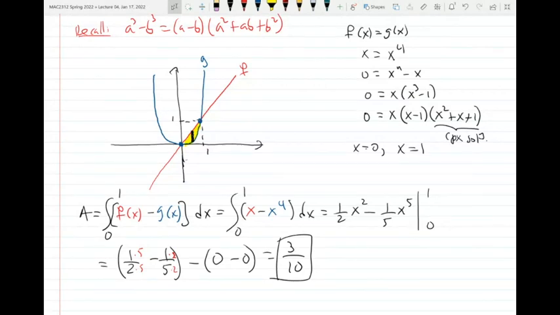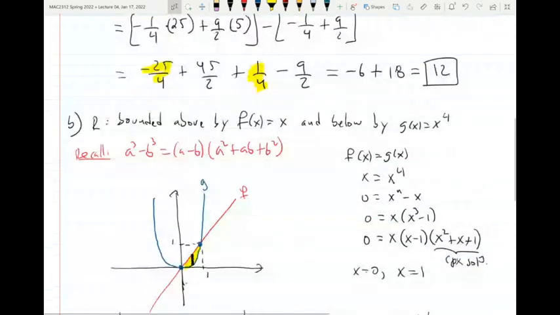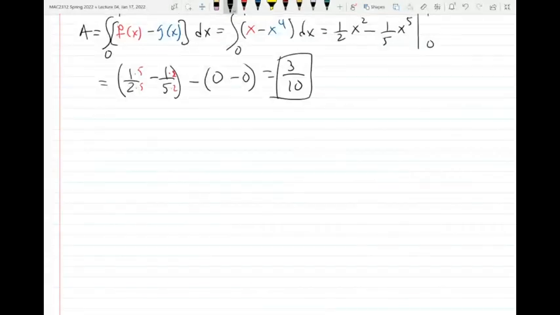Are you okay with this? All right. So let's bring some trig into the mix. We haven't done much stuff with trig yet. So let's do some. How about C?